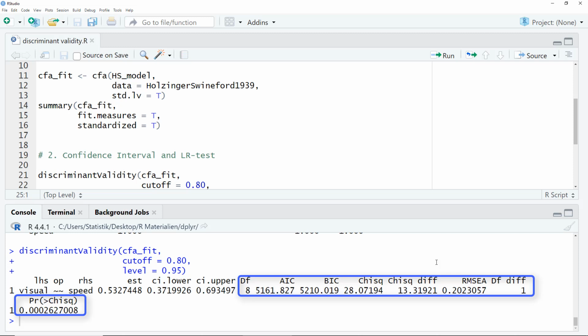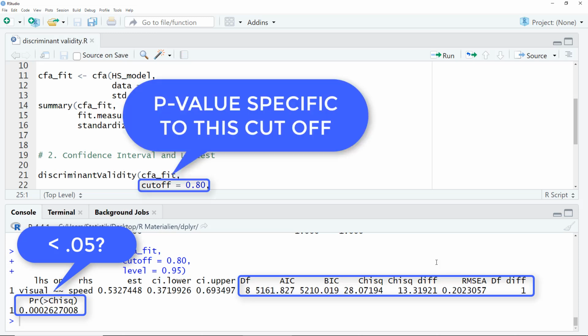This is a likelihood ratio test. And this test compares two CFA models. The CFA model we estimated earlier compared to a CFA model where the correlation between those two factors was fixed to 0.8. And if this likelihood ratio test is significant, then the correlation is significantly smaller than 0.8, which here is the case. So this is a second way of testing that we have a correlation smaller than 0.80.